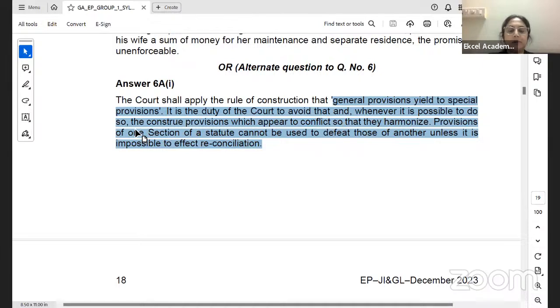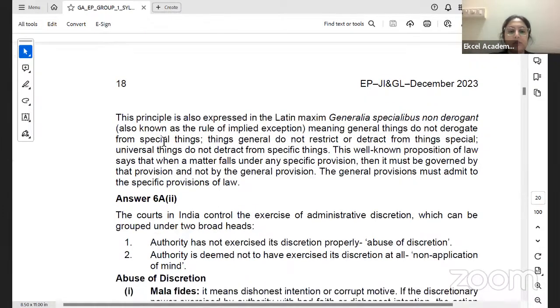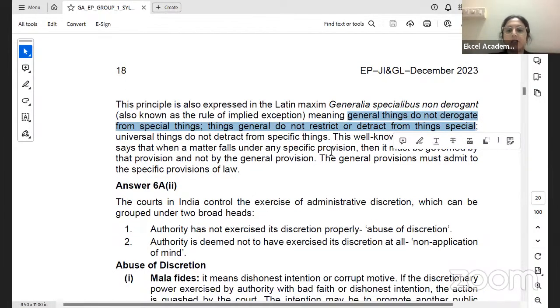So whenever it is possible to do so, construe provisions which appear to conflict. See, always when there is a conflict between one and other provision, you have to harmonize the construction. But if it is not possible only, then give importance to special and not the general one. So this is also expressed in Latin maxim, that is generalia specialibus non derogant. That is a rule of implied exception. It means general things do not derogate from special things. Things general do not restrict or detract from special.